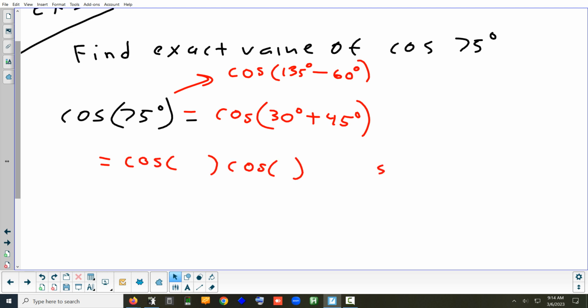Cosine, cosine. Sine, sine. And what's going to go between them? A plus or a minus? Yep. Minus. It's, for cosine, it's always the opposite of whatever you put right there. Okay. And what am I going to fill in for my first angle? Yep. 30. And my second angle? 45. And here is where we need to remember those 0.707 and 0.866 numbers.